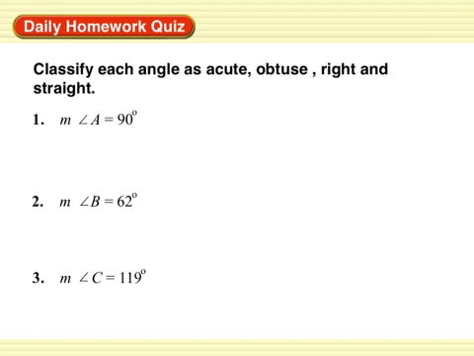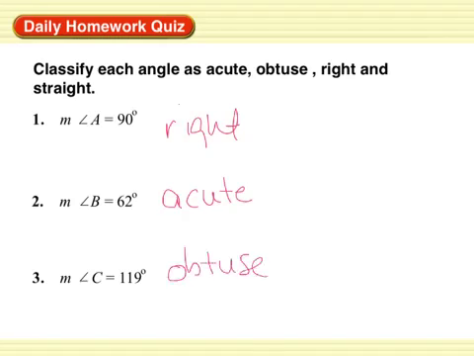What you see here is a daily homework quiz. You can write these down and work on them. I'll give you the answers, and it's just a real quick check. Classify each angle as acute, obtuse, right, and straight. Here we have a right angle, it's 90 degrees. Less than 90 is acute. Greater than 90 is obtuse.